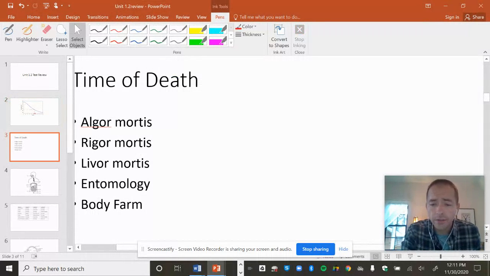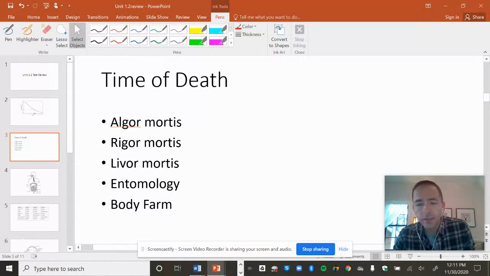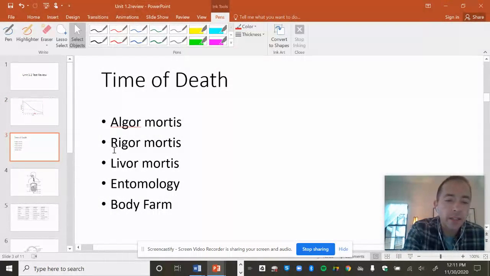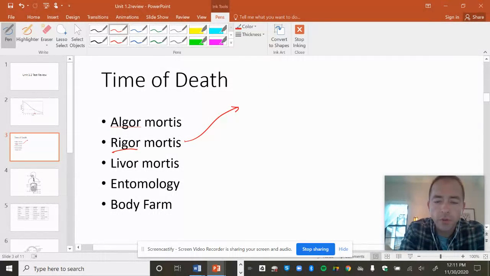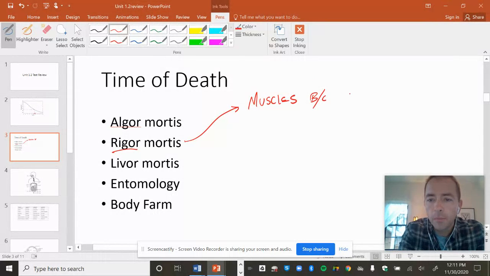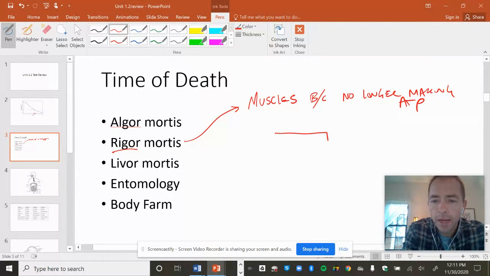The other thing that you have to know, so that's algor mortis, right, which is the time of death. You're also going to have to look at things like rigor mortis. So remember, rigor mortis is connected to muscles and the stiffening of muscles, because your body is no longer making ATP. And so what happens is, if you remember, we had those myosin fibers and the actin fibers that were sitting over each other. Hopefully you remember this.